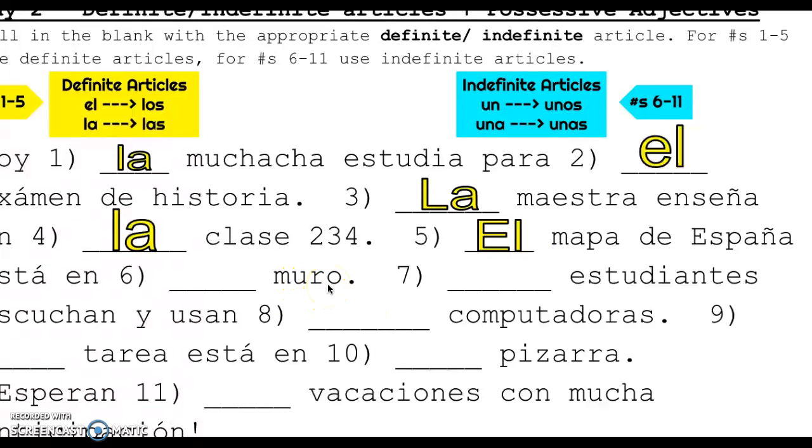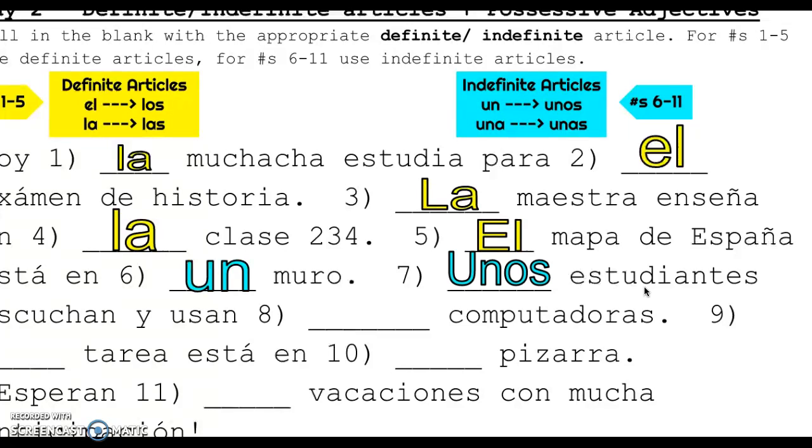So now we're switching over to indefinite articles. Muro is singular and masculine, so that's going to be un. Número 7. Blank estudiantes escuchan y usan blank computadoras. So estudiantes, we know, could be masculine or feminine, and the article is actually going to tell us which one it is. So you could put in either unos or unas. Either way is going to work fine with this.